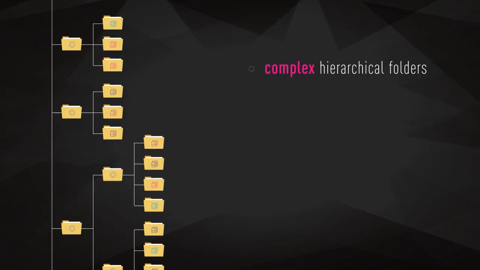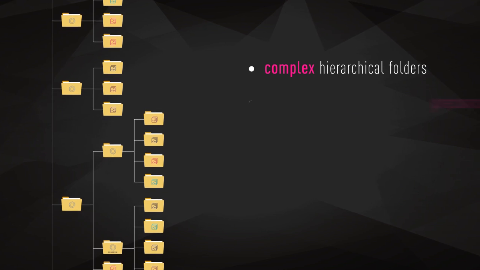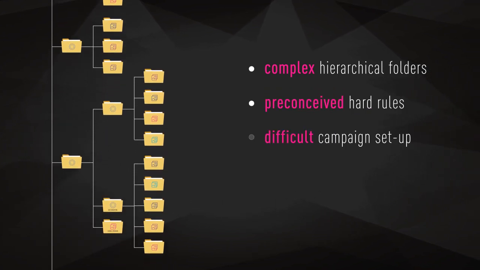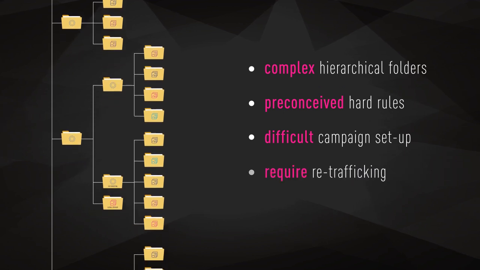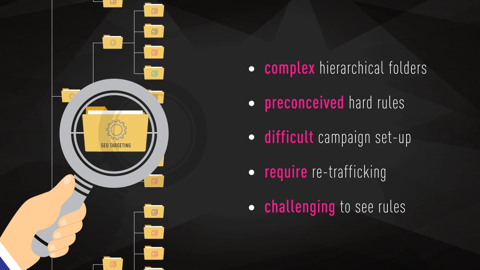How does our solution differ from a traditional decision tree? Traditional decision trees use a complex system of hierarchical nested folders to assign preconceived hard rules for each campaign. They are difficult to set up, often require retrafficking when in-flight changes are made, and don't easily show which rules have been applied to each creative.